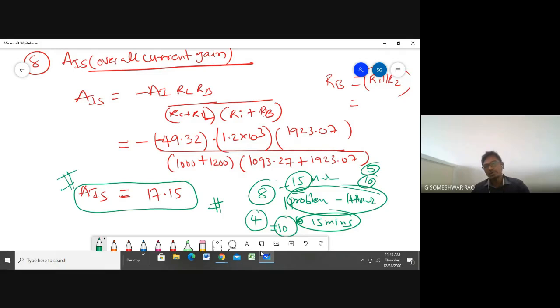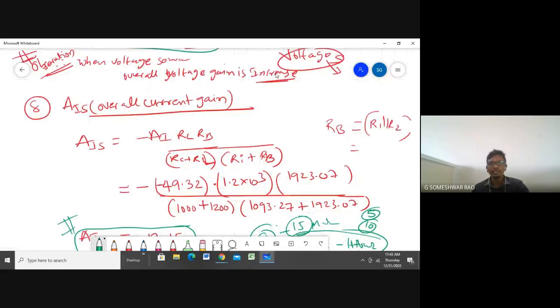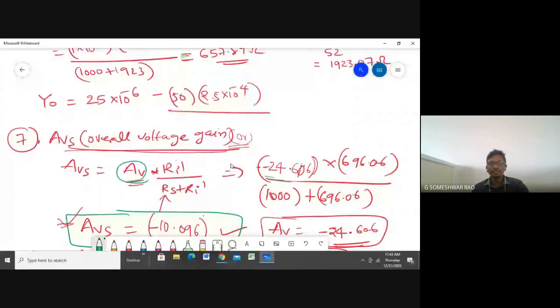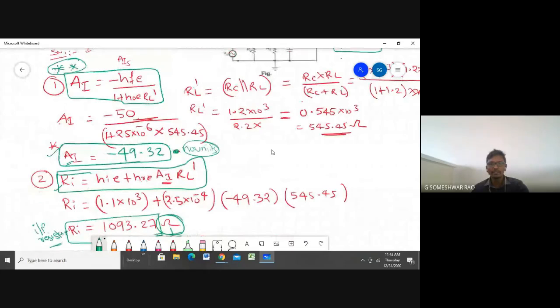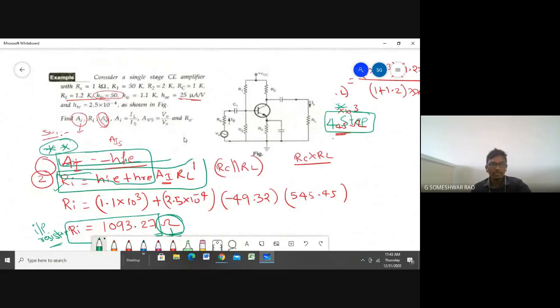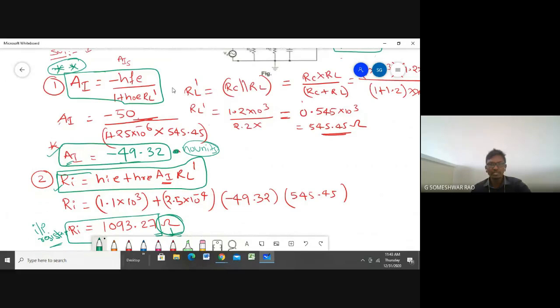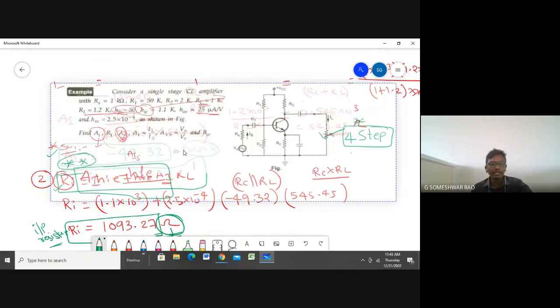Problem is just not at all tough actually. What is the tough thing actually that we need to have here? Remembering all the formulas. Is it okay? Remember all the formulas, and first thing is, if the circuit is not mentioned as a CE or CB, first identify which configuration it is.